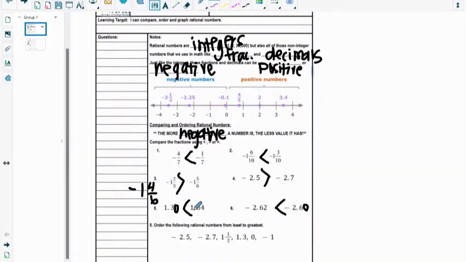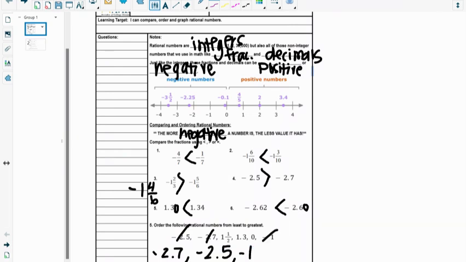All right, last but not least, we are ordering numbers from least to greatest. So we're looking for the most negative number first. The most negative number, we've got -1, -2.7, -2.5. Most negative would be -2.7. Then we've got -2.5 or -1. That would be -2.5, then -1.